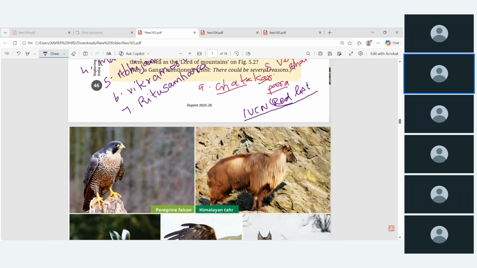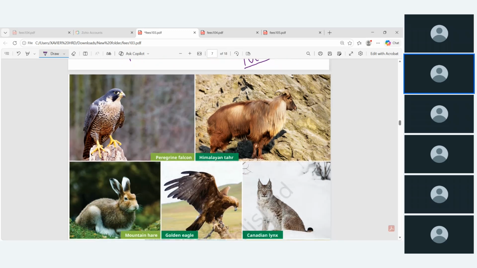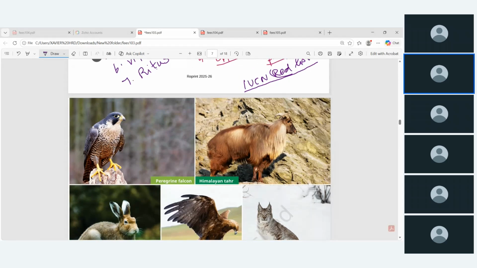So in this chapter, some of the animals and birds are there. You just need to note which category these animals and birds come under. Once again, when we are learning about environment, it is easy for recall.